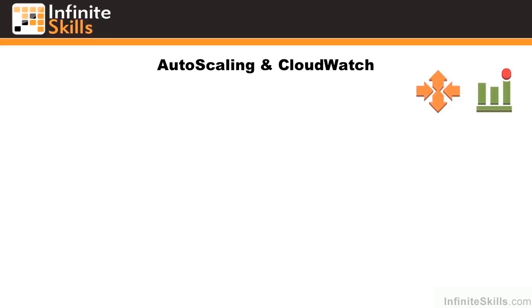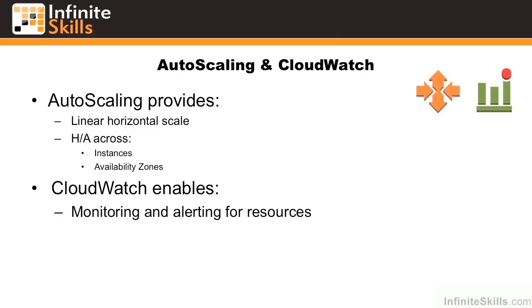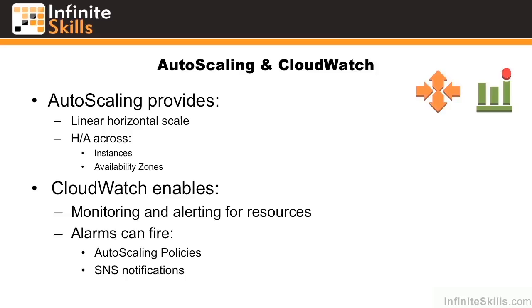In this lesson, we're going to review Amazon's AutoScaling and CloudWatch capabilities. AutoScaling gives us linear horizontal scale. It also gives us high availability across individual instances, as well as availability zones. CloudWatch lets us do monitoring and alerting for resources. Alarms can either fire AutoScaling policies, for instance, to add additional instances in an AutoScaling group, or fire SNS notifications to let people know when there's trouble in the infrastructure.